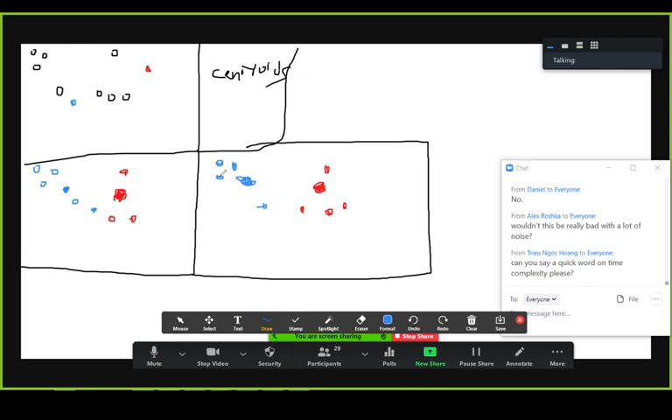Can you say a quick word on time complexity, please? Well, time complexity is very difficult to define because it also depends on where you start. It could be possible to start the centroids in the perfect position, so that you would have only one iteration, and you basically are already there, because you just randomly chose points. It is unlikely, but it could be possible that they are already connecting all the points that don't need to be changed.